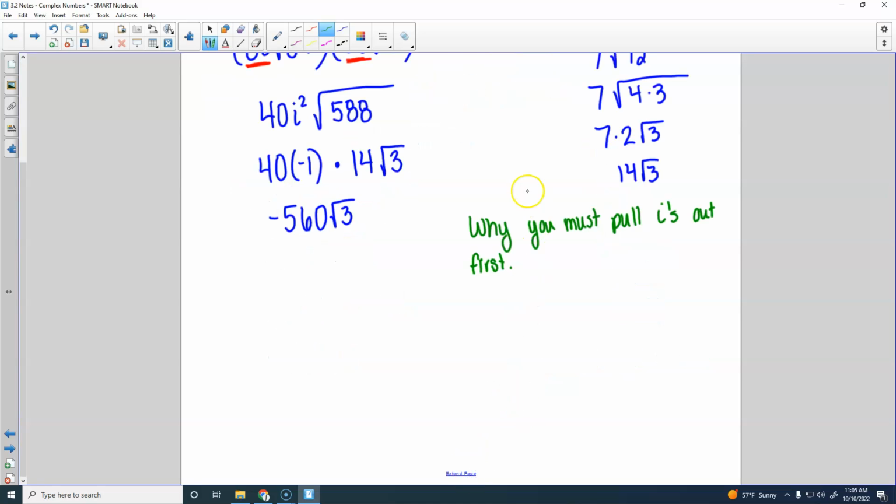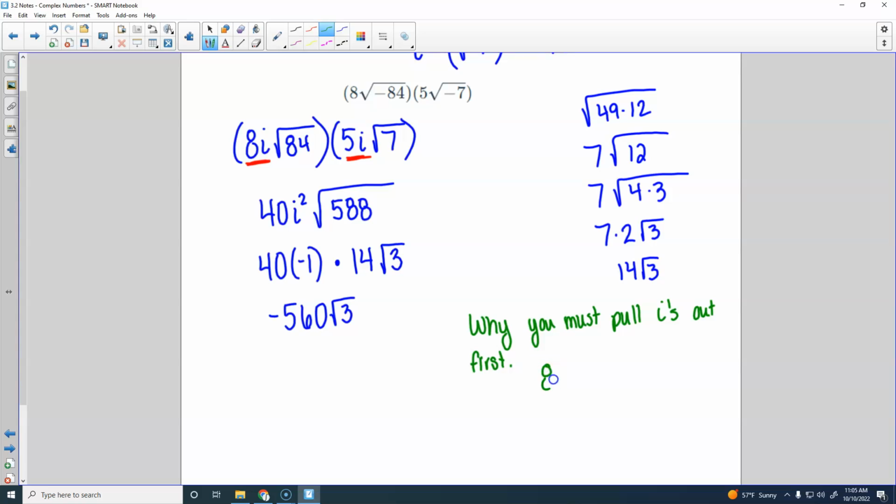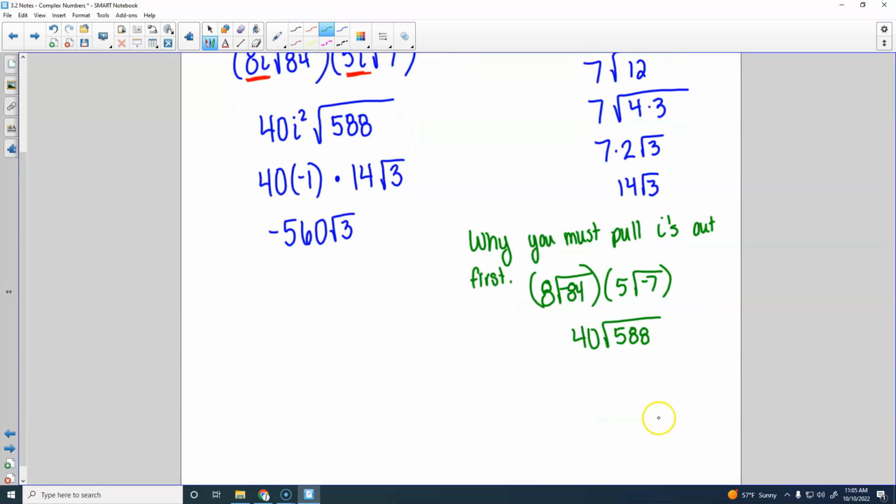Let's say that we don't on this one. So we've got 8 square root of negative 84, 5 square root of negative 7. If we multiply the outsides first, we'll get 40. And on the inside, we'll do negative 84 times negative 7, which will give us positive 588. Then we would get 40 times 14 root 3 whenever we break down the 588, and we would get a positive 560 root 3.